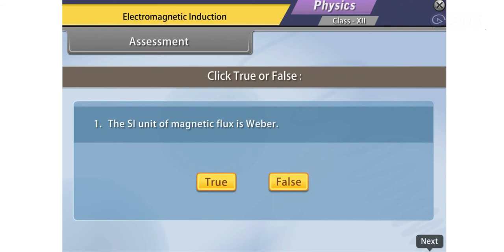Assessment. Before proceeding further, let us know how much you have learned. Click true or false.